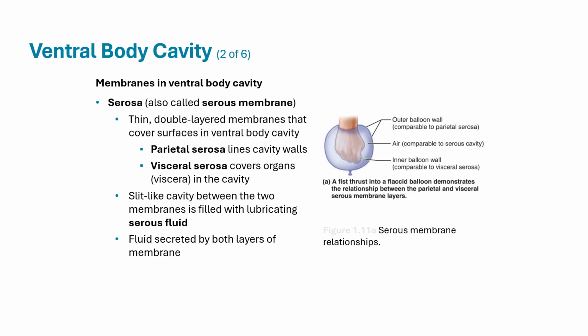All right, moving on, the ventral body cavity. This is going to include the membranes in the ventral body cavity. We have the serosa, also called the serous membrane. This is a double-layered membrane that covers surfaces in the ventral body cavity. The parietal serosa lines the cavity walls. The visceral serosa covers organs, the viscera. Because remember, we were calling the viscera the organs in the cavity.